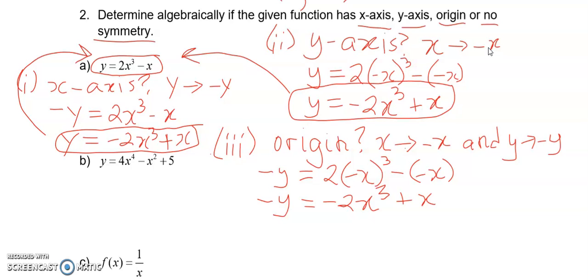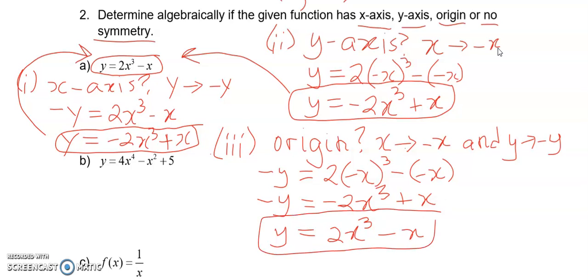Now, get rid of the negative in front of the y by multiplying everything by negative 1, and here's what you will end up with. Y is equal to, and now all the signs change on the right side. So now you have positive 2x cubed minus x. Now, take that function, compare that to the original one that you started with. Is it exactly the same function? Well, yes it is. Look at that. It's exactly the same as what we started with.